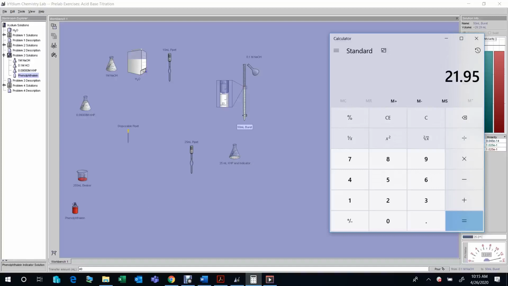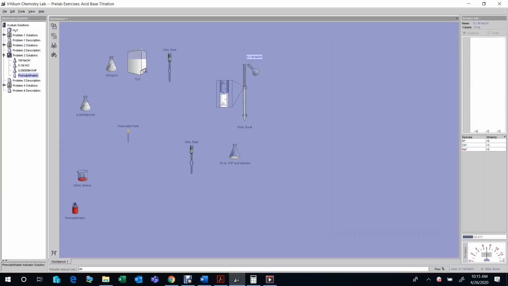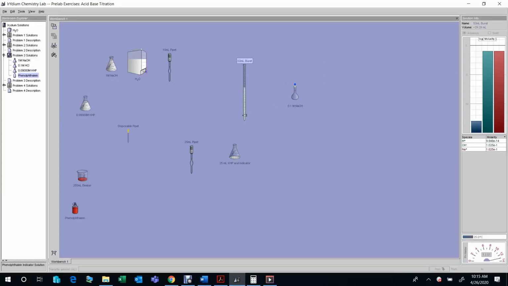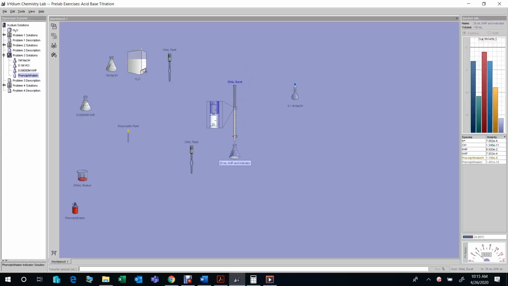And then we can add now. Okay, then this is good enough. And now we can do the titration. So we know we need about 22.5, right? So it will be safe if we add 19 milliliters at the beginning. Okay, 19 milliliters.